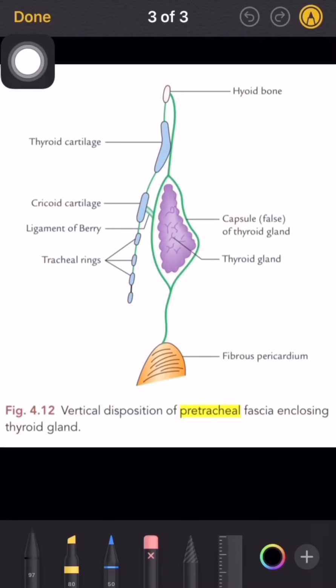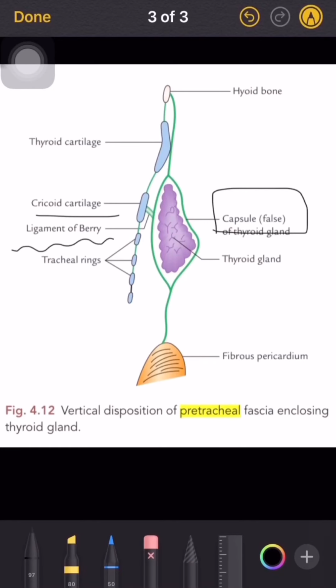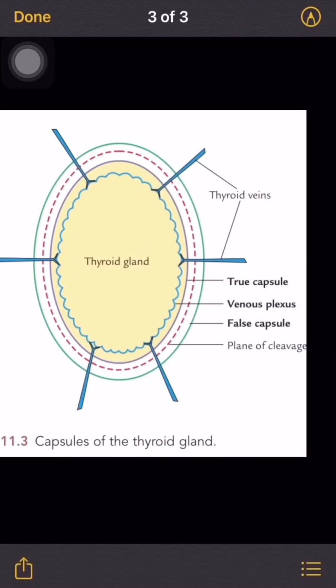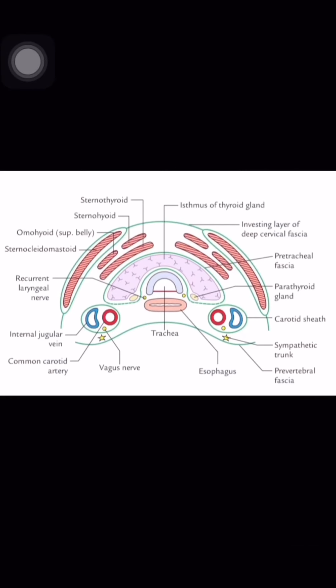So if we take a closer look here, you can see that the capsule is connected to the cricoid cartilage by a ligament called the ligament of Berry. So this makes the medial wall or the medial side of the thyroid gland have a thicker wall. But if you see the posterior wall here, which is clearly very thin.